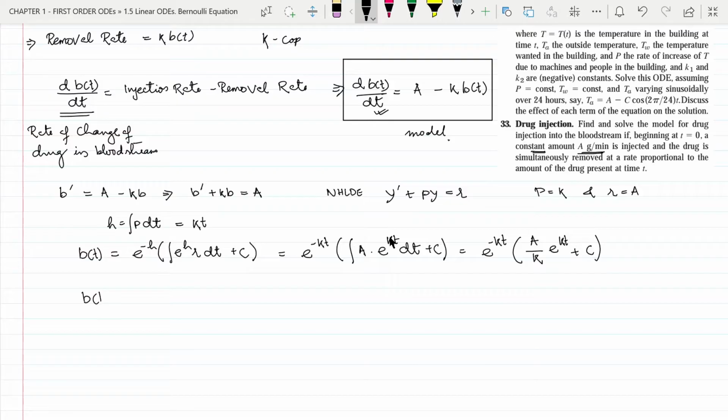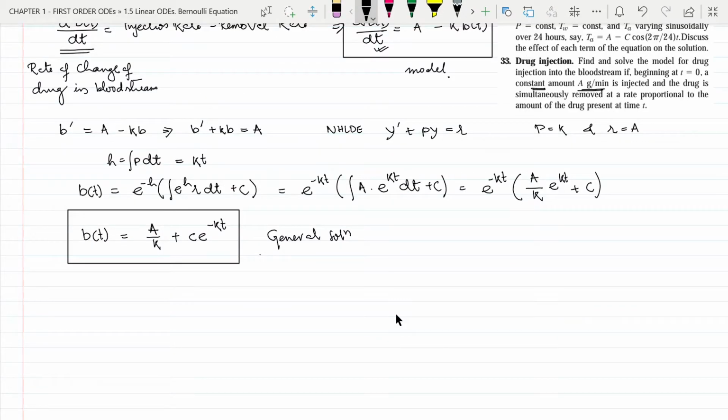and this is equal to A by K plus C e to the power minus Kt. And this is the general solution of the differential equation.